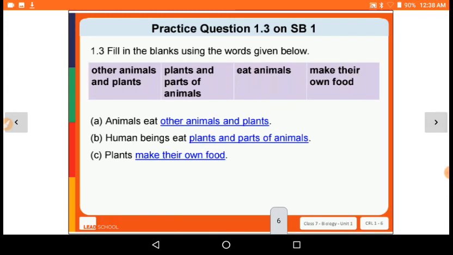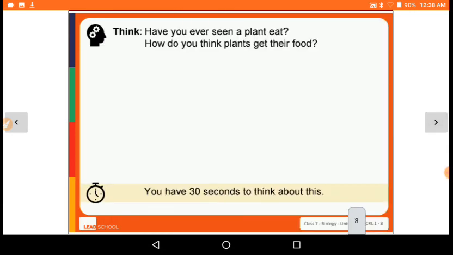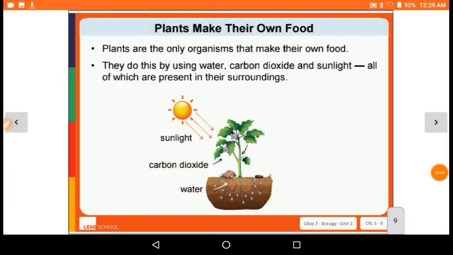Now third, fill in the blanks using the words given below. Animals that eat other animals are carnivorous. Animals that eat plants are herbivorous. Animals that eat both plants and animals are omnivorous. Humans eat plants and parts of animals, and plants make their own food. Have you ever seen a plant eat, and where do you think plants get their food from? Plants are the only organisms that make their own food using carbon dioxide, water, and sunlight that are present in the surroundings.